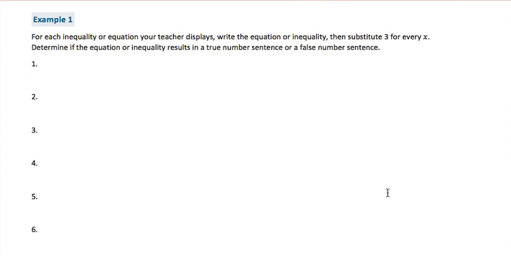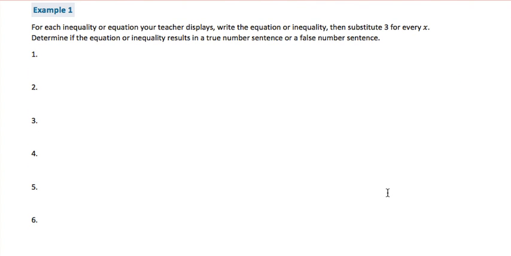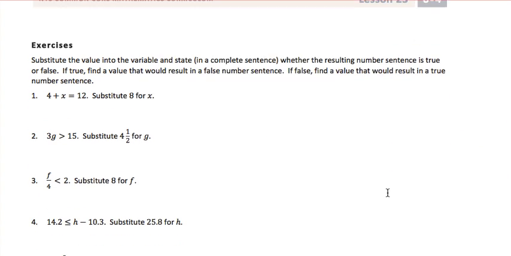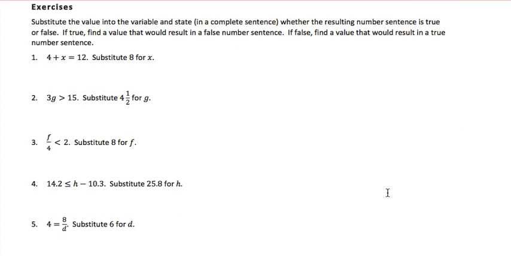There is some practice in class, really some fluency practice. We're going to skip ahead to the exercises. And in the exercises, we're going to substitute the value into the variable and state in a complete sentence whether the resulting number sentence is true or false. And if it's true, we need to find a value that would result in a false number sentence. And if it's false, we want to find a value that would result in a true number sentence.